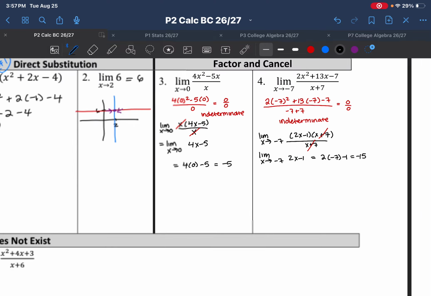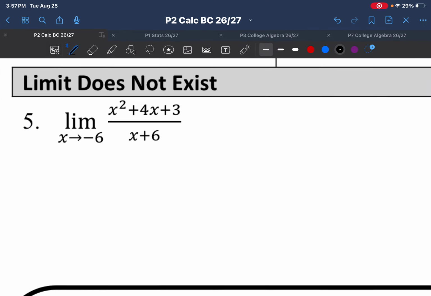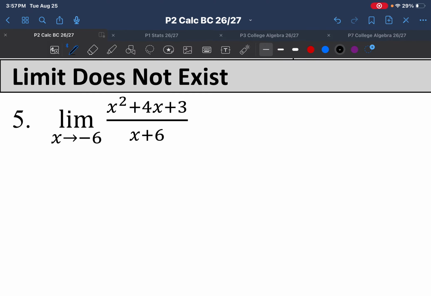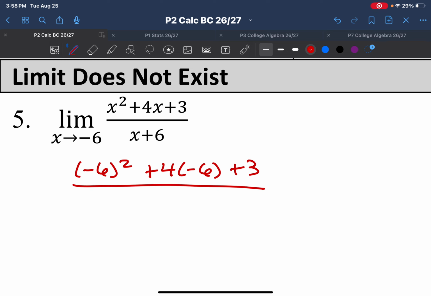Okay, let's look at number 5. Okay, so I'm going to now try my direct substitution. So I get -6 squared plus 4 times -6 plus 3 over -6 plus 6. When I simplify this, I get 15 over 0, which is undefined.